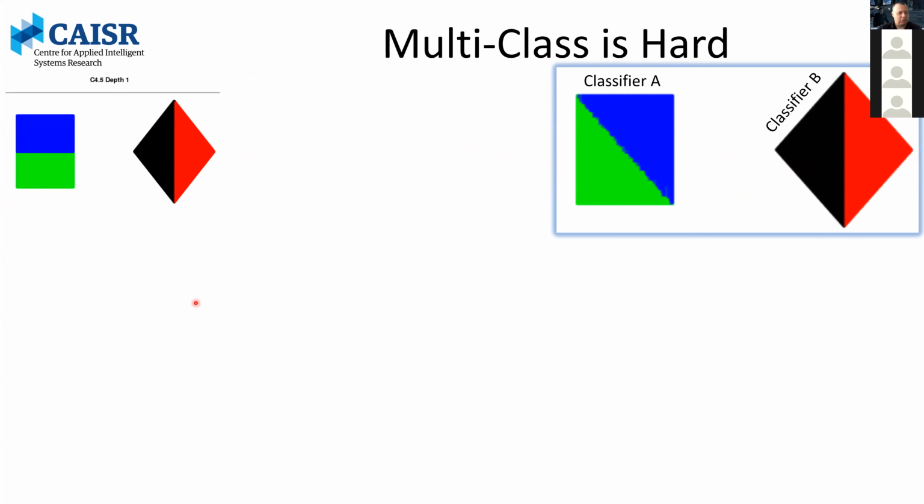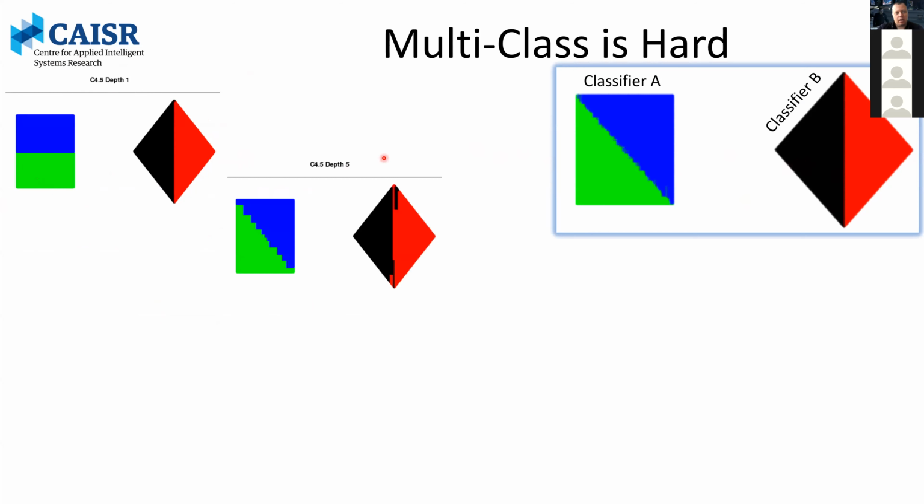If we go to depth 5, now our green and blue boundary is getting slightly better, but we probably need to go a little bit more. We go to depth 9, it's looking pretty good. We go to depth 15. This boundary now is looking fine. This is probably the best we can do.